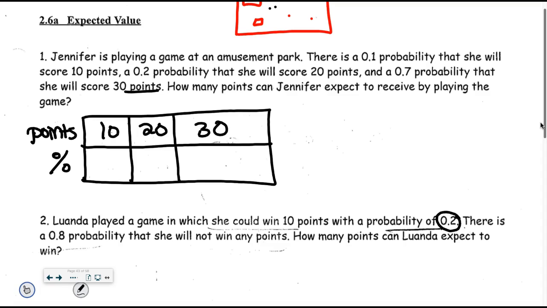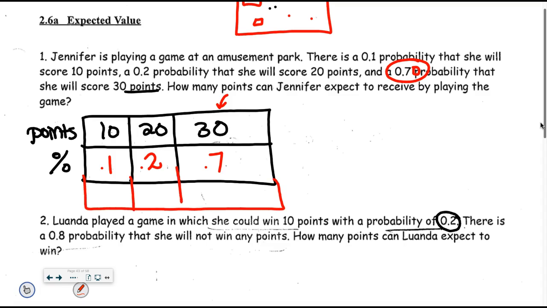All right? The bottom is the percent chance, and it says there's a 0.1 probability, so we'll put a 0.1 here, which represents 10%. There's a 0.2 probability of 20 points, so we put a 0.2 there, or 20%. There's a 0.7 here, which is 70%. So if I was going to bet on what she'd get, I'd bet 30 points. But if she did it over and over and over again, what would her average points be if she did it thousands of times? And that's called our expected point value.